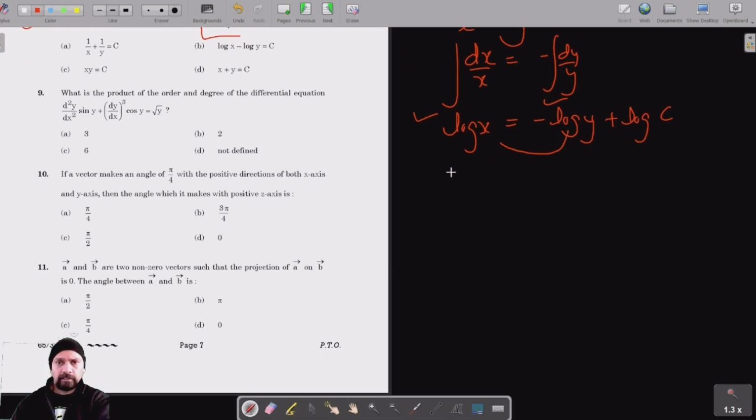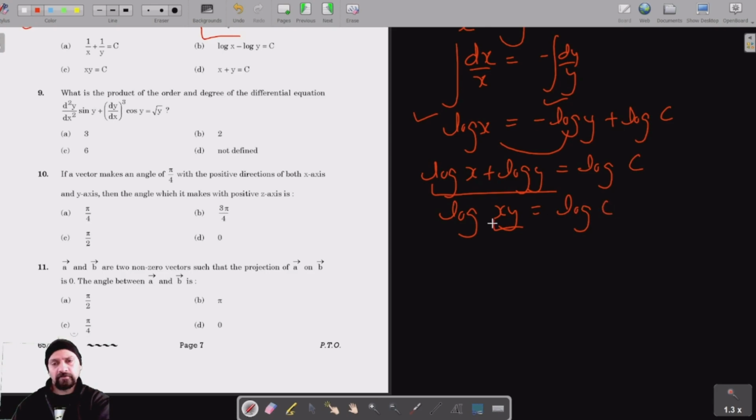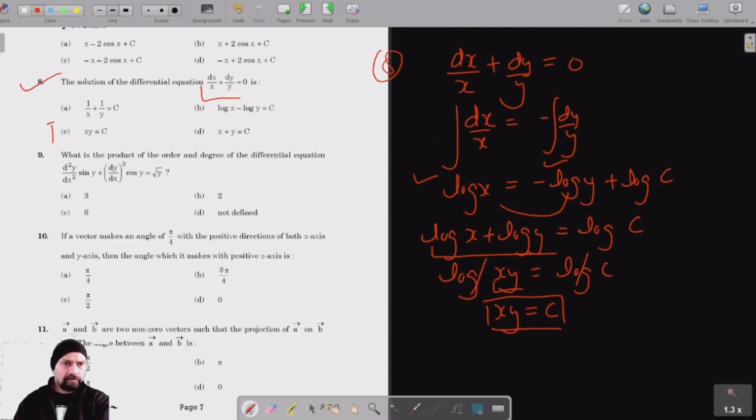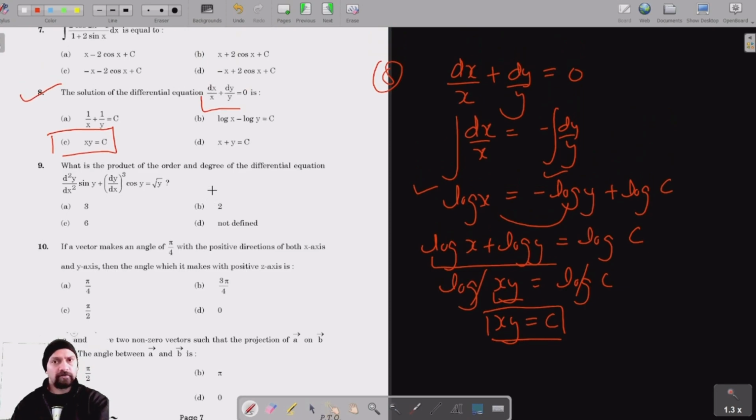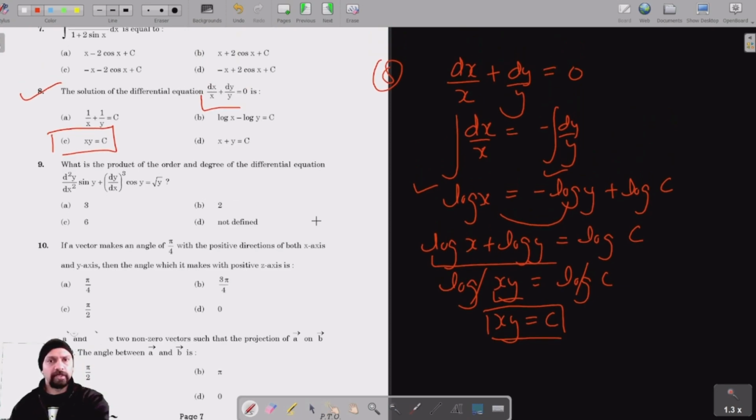So let me shift this to the left hand side. This is log x plus log y, which is equal to log c. And this is log xy. Log a plus b is log ab and log c. So if logs are equal, then that means the values are equal. So xy is equal to c. And our option is option C for question number 8. Let's move on to question number 9.